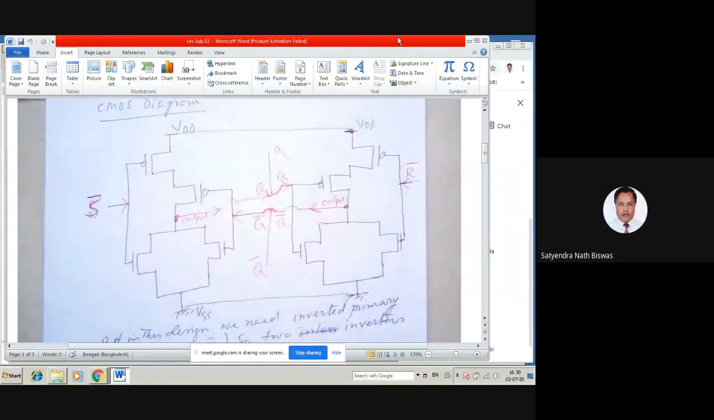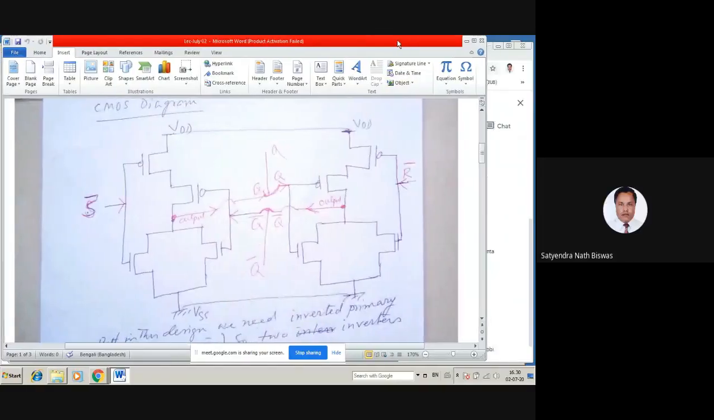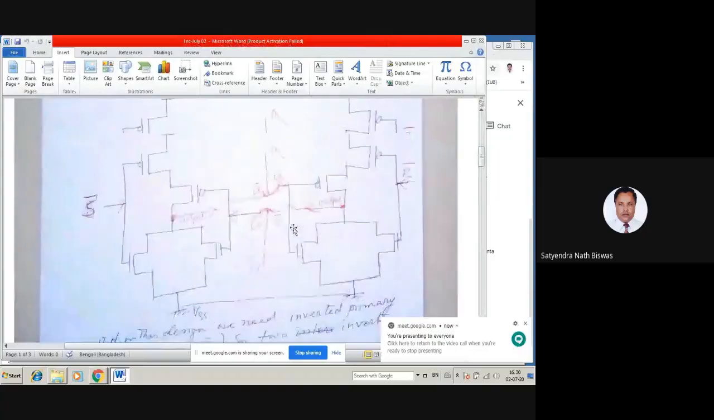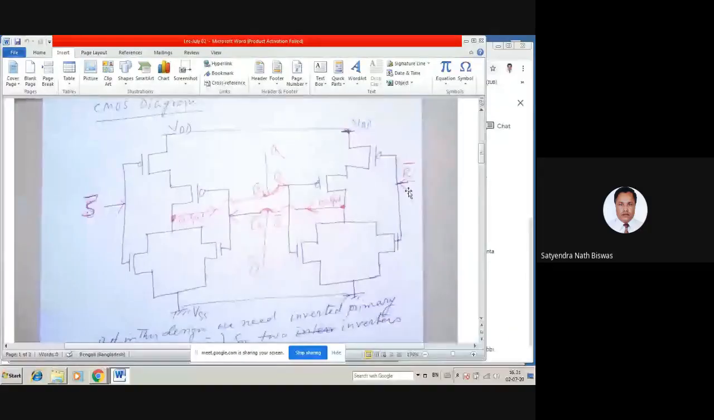ওকে স্যার। Any other question? It all looks all right. এখন দেখো, but there is a problem here. We got Q and Q bar, that's all right, but in this case we need S bar and R bar as the primary input. The primary input আমাদের S bar and R bar তৈরি করতে হবে, so we need an extra two inverters to invert those S and R signals to S bar and R bar.